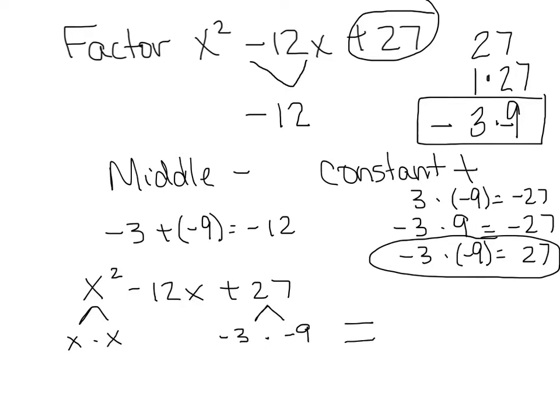So, to factor this into two binomials, get my parentheses ready. I'm going to take 1x, and I'm going to take the minus 3 and the minus 9, and that gives me my factored form. Now, if you want to double check yourself, just to make sure that you're factoring correctly, you can multiply these back out using either the FOIL method, distributive property method, or the Punnett square method, just to make sure you get what you started with.